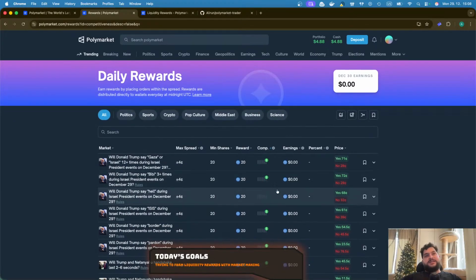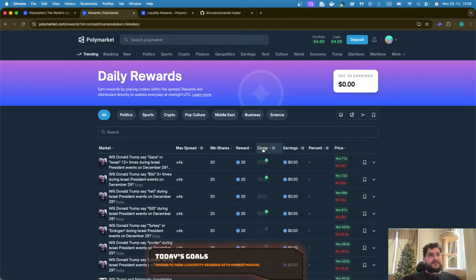This is a table where there are different parameters you can use for filtering, like the max spread, mean shares. I'll explain what that is. Reward: to be honest, I don't fully understand it, but I'll explain how I understand it, and then we will figure out whether it's true or not.